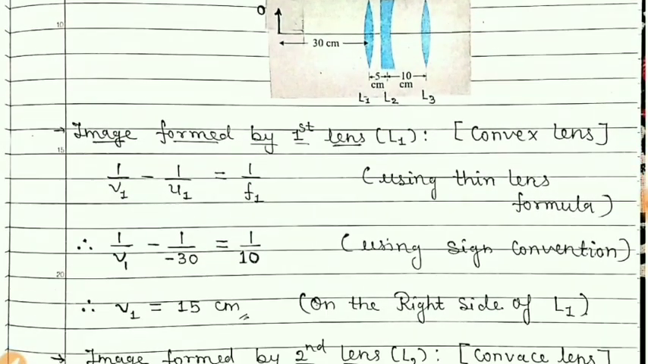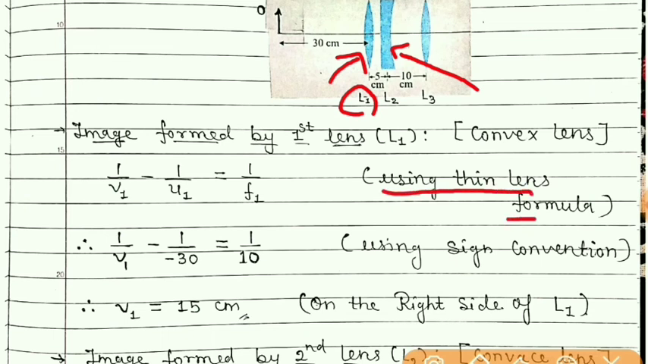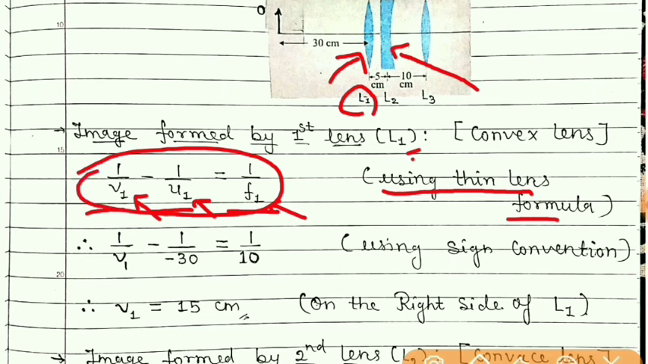Now the image formed by the first lens behaves as an object for the second lens. So first we'll find the image distance due to lens 1. So using the formula for the thin lens, 1/V1 minus 1/U1 is equal to 1/F1. It is the first lens, and that's why we have written 1 in the subscript. So this is the thin lens formula. Now just put the values.